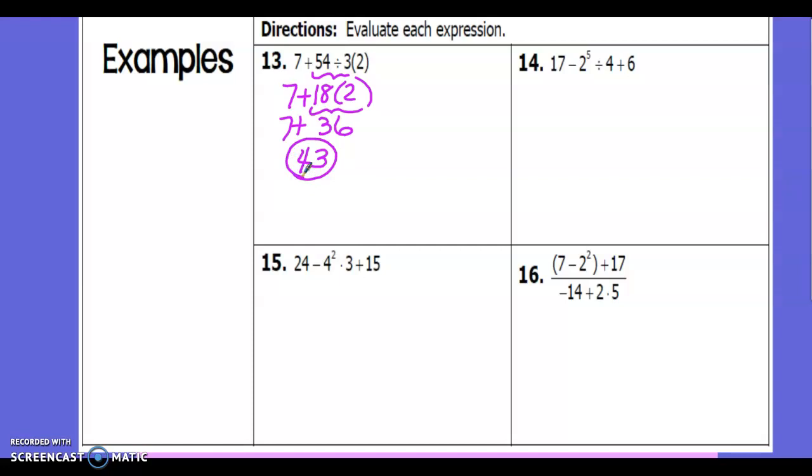Notice how I showed my work. I just did one step at a time. And my work when I'm done looks sort of like a V shape, where it gets kind of narrower as you do each step. All right, let's look at the next problem.